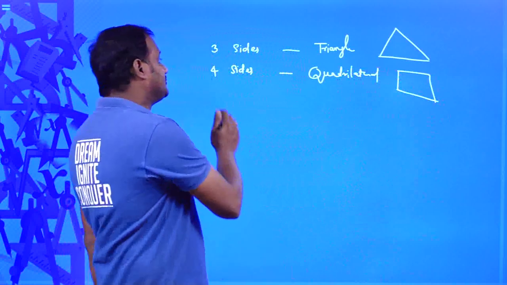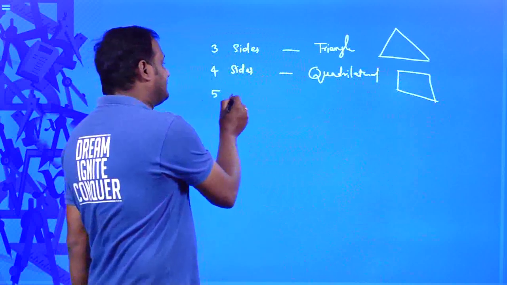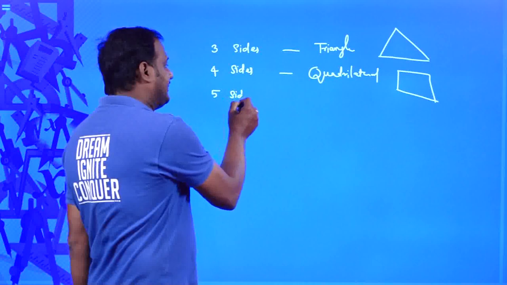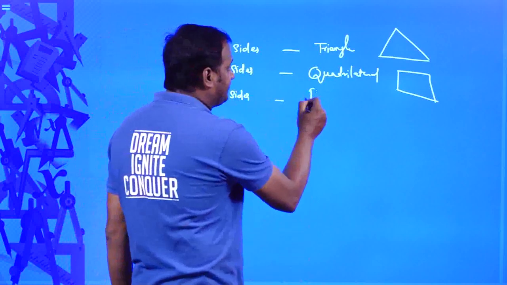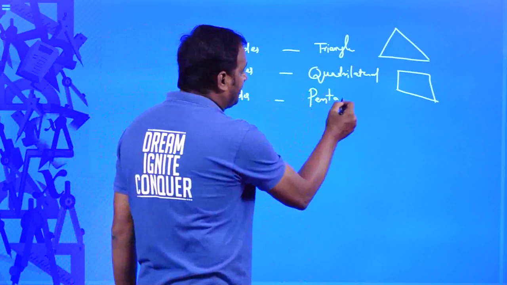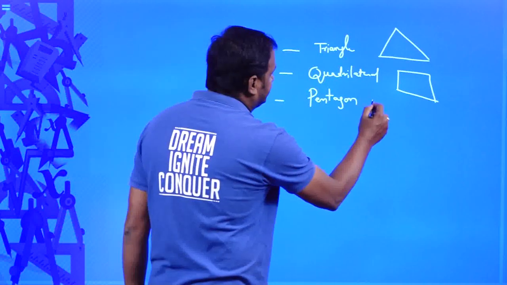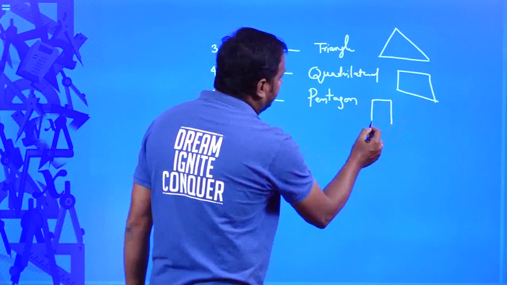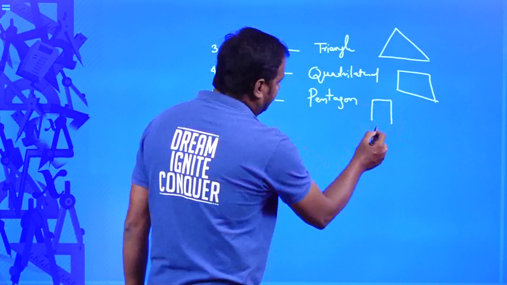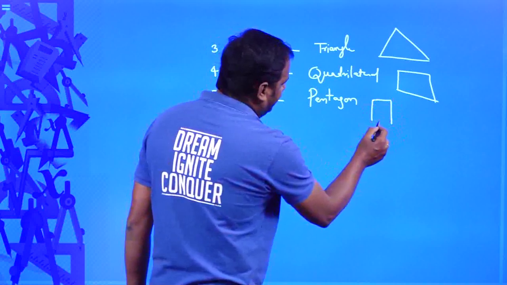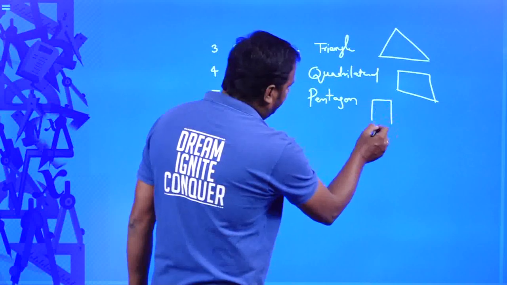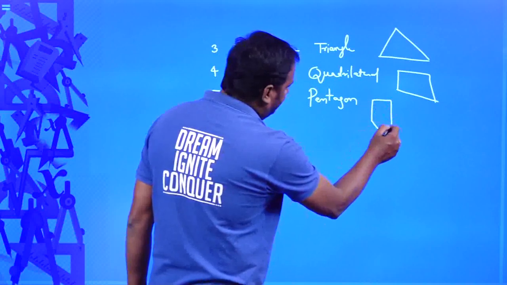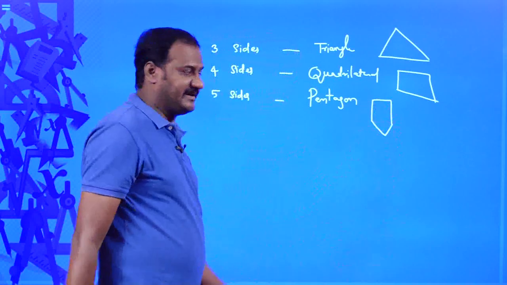And a simple closed figure bounded by five line segments, then what do you call that? That polygon is said to be a pentagon. So, pentagon means it has how many line segments? It has five line segments. Okay? A pentagon has five line segments, 1, 2, 3, 4, 5. So, this is a pentagon.